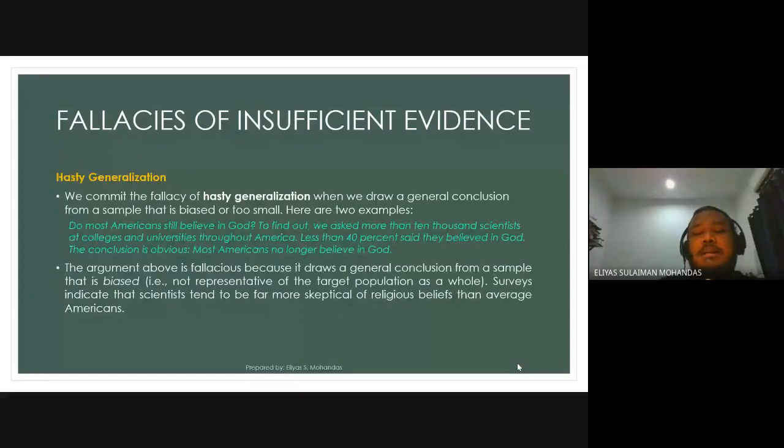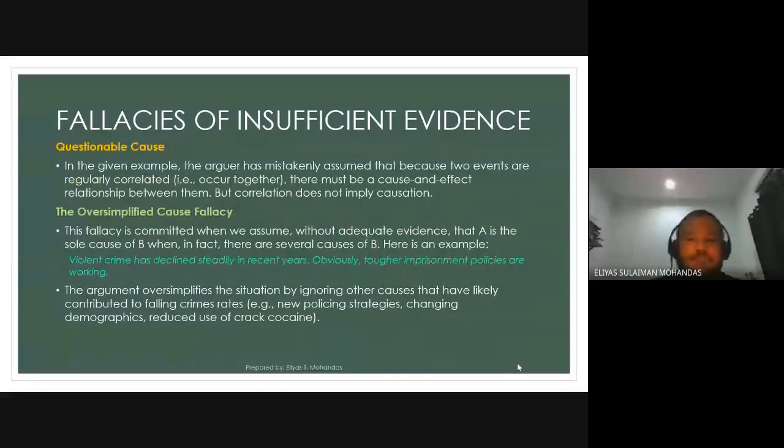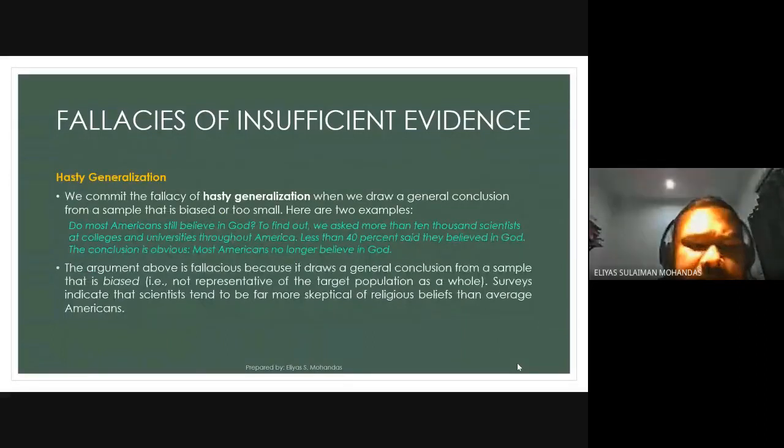And so basically we are done with questionable cause, and there are three. Always remember that. Yeah. Now, next is hasty generalization. We commit the fallacy of hasty generalization when we draw a general conclusion from a sample that is biased or too small. That is why when you do your research, the person who actually responded to your questionnaire, who was involved in your so-called study, the number does not basically represent the bigger number.